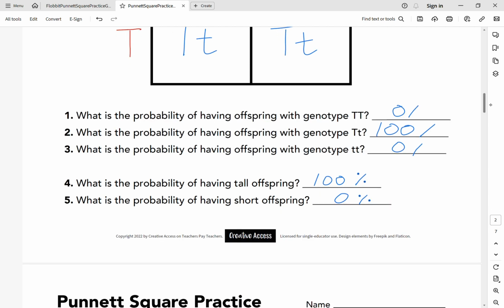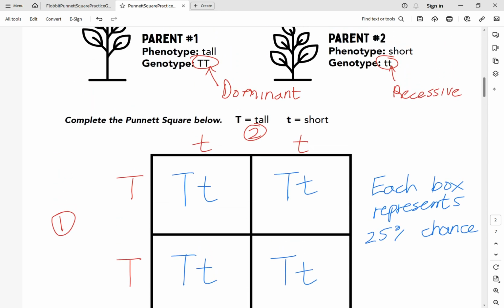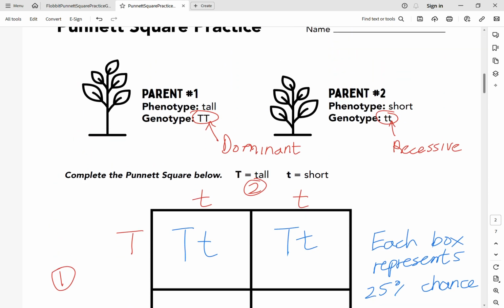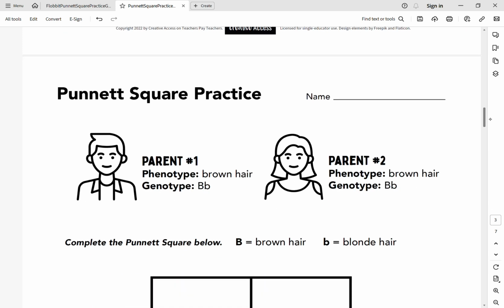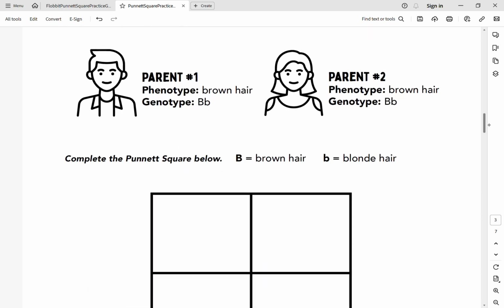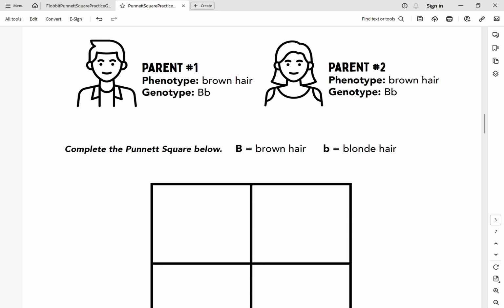All right, so that was pretty easy. So there's the first Punnett square practice done. Let's go to the second one. So here we have human parents now instead of plants. We have parent number 1 with a phenotype of brown hair with a capital B lowercase b, and then parent 2 with a phenotype of brown hair also with a capital B lowercase b. So you have 2 of the same genotypes in this case.